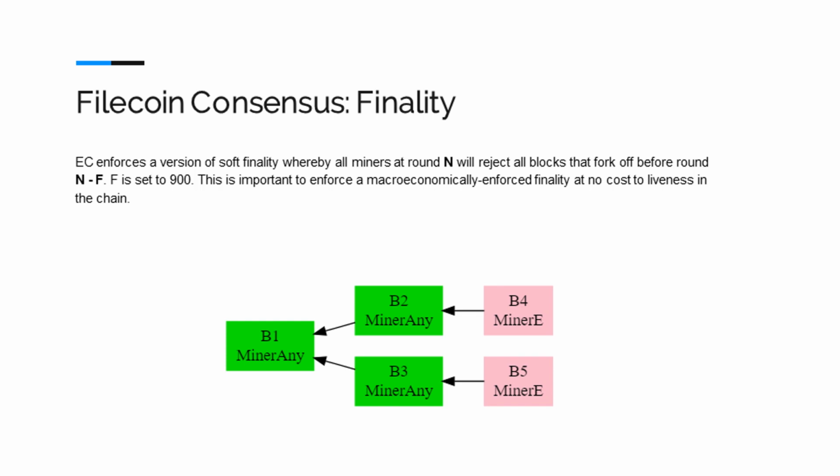IPC enforces a version of soft finality, whereby all miners at round N will reject all blocks that fork off before round N minus F. F is set to 900. This is important to enforce a macroeconomically enforced finality at no cost to liveness in the chain.